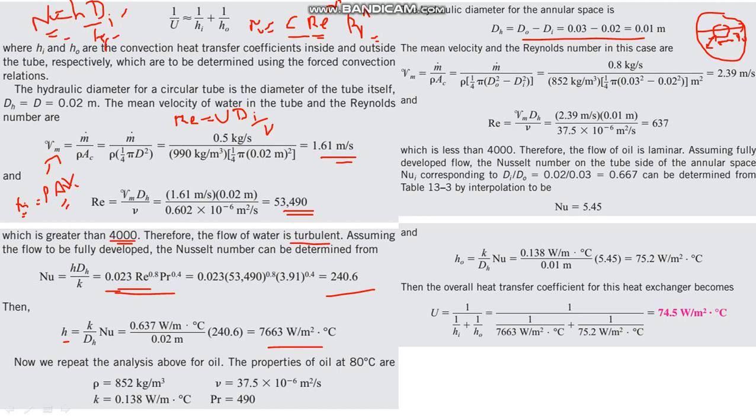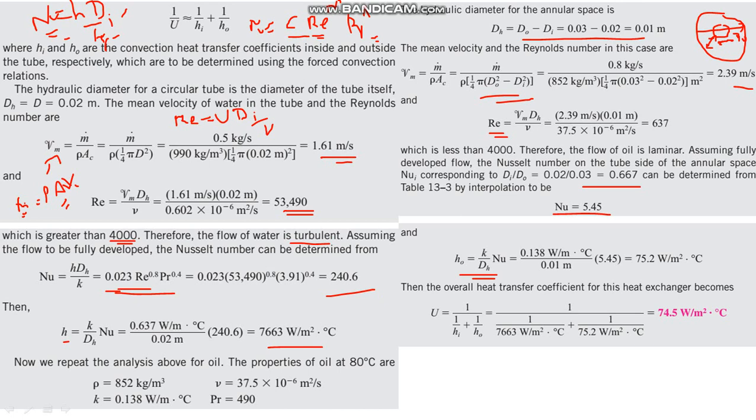That's the diameter. Similarly, you put m dot equals rho A v, and you get the velocity. Then put it in the Reynolds number formula. See, here also it is less than this, so it is a laminar flow. Laminar flow correlations will be there. From those correlations in the data book, you can find the Nusselt number value to be 5.45, and from this you can find h outer.